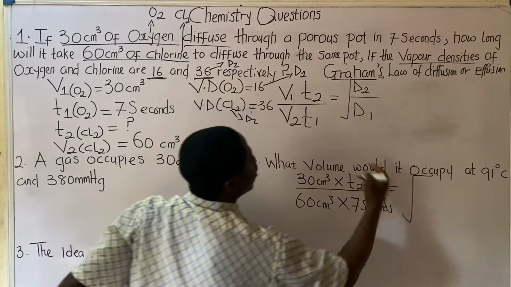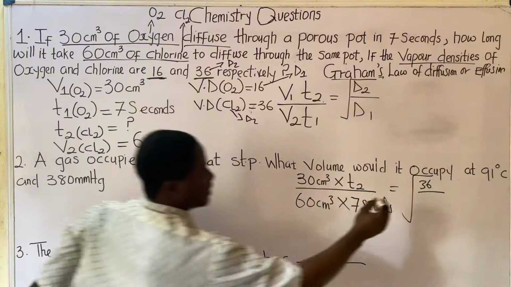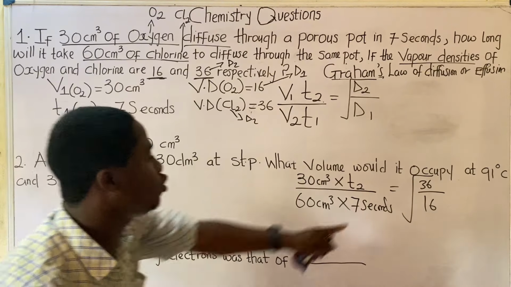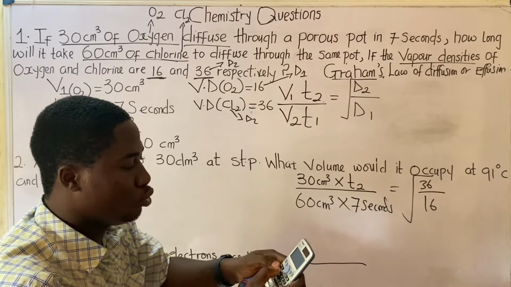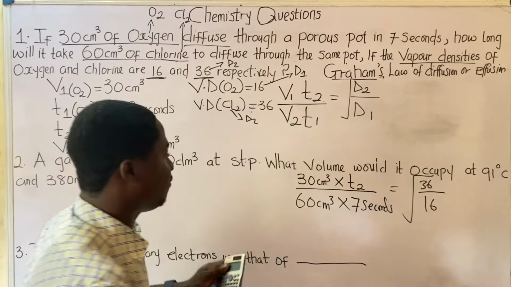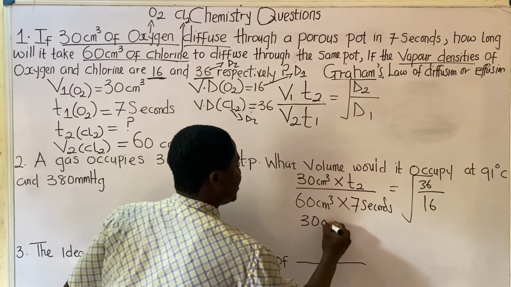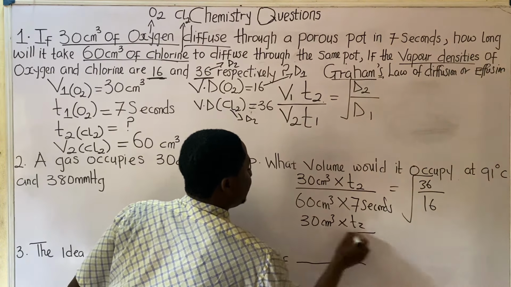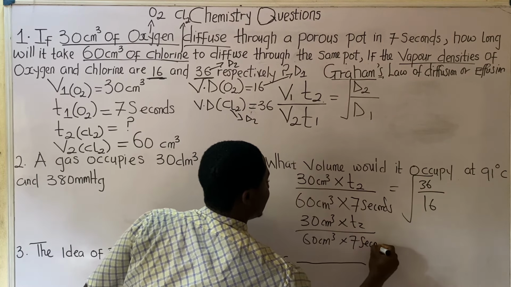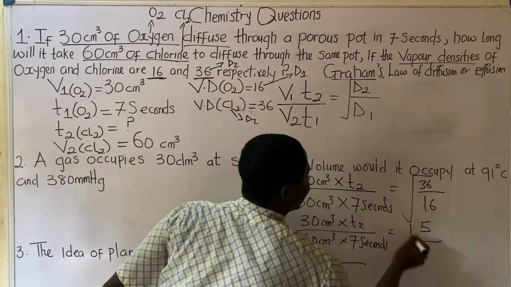So what we do is going to be root of D2, which is 36 divided by D1, which is what? 16. I believe you are following. It's extremely easy. So what do we do next? Let's do the root of this first. So root of 36 divided by 16, that's 1.5. So I'm already having 1.5 here. So it's going to be 30 centimeter cube times T2 over 60 centimeter cube times 7 seconds is equal to 1.5 over 1, okay?